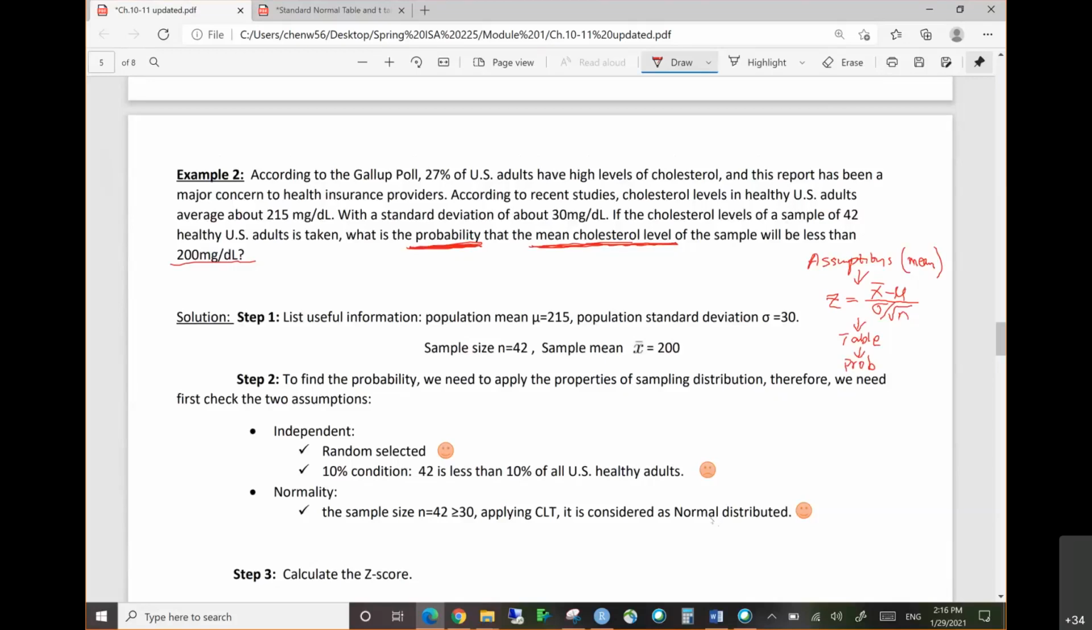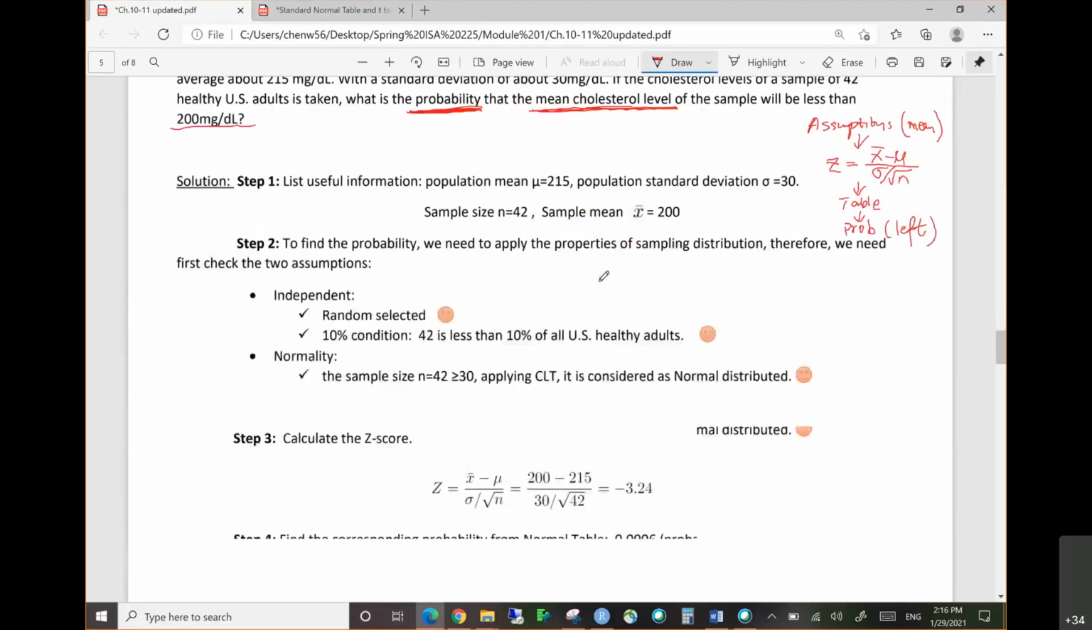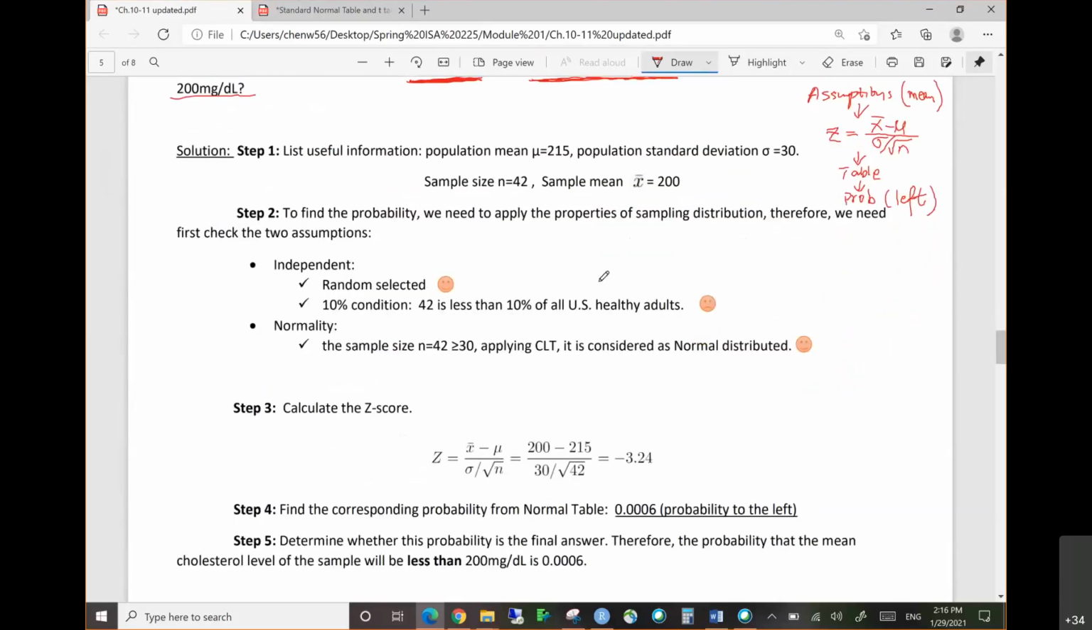Now this question is asking about the left probability or the right probability. Left, right? Okay. So that means whatever we find from the normal table, we do not need to subtract from 1. Whatever we find from the normal table, that will be our answer. So now let's follow these steps to check the assumptions first.